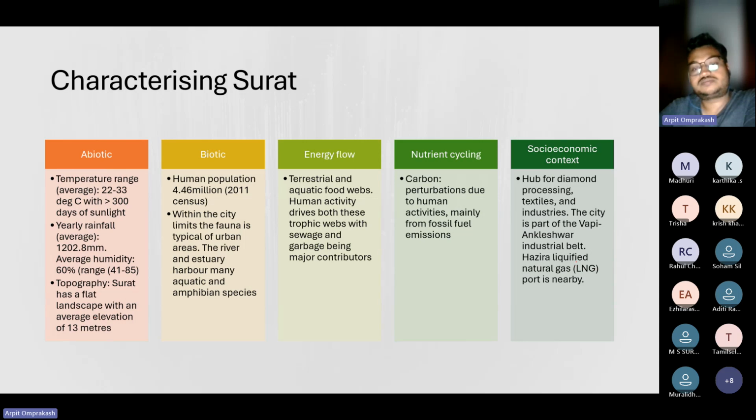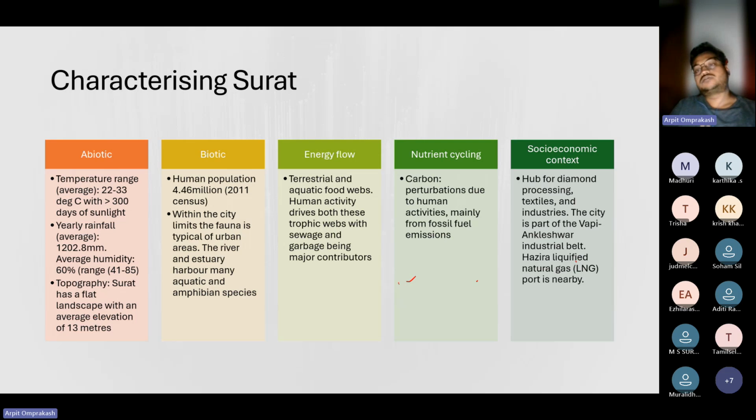Then we have nutrient cycles such as carbon, where due to human activities, mainly fossil fuel emission and so on, we have perturbations caused in the carbon cycling. And there's a lot more carbon emitted than is being recycled.